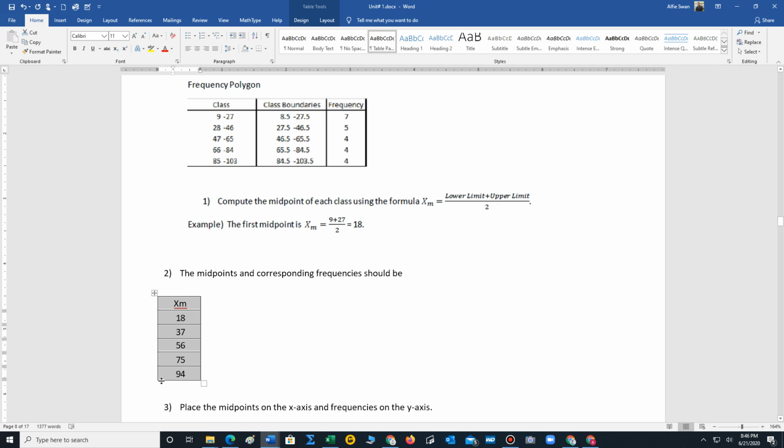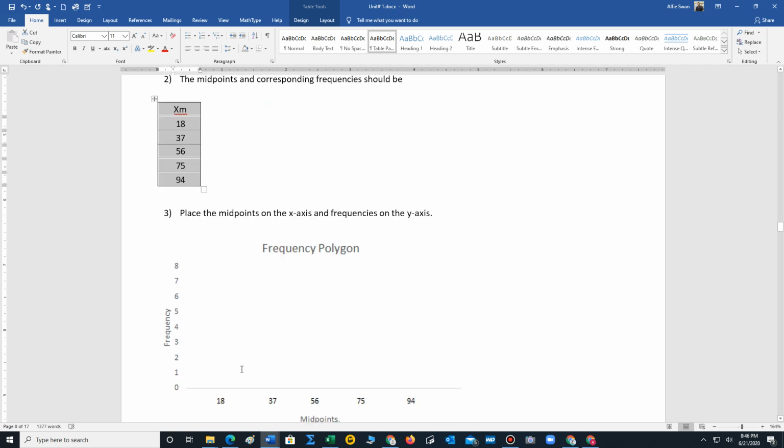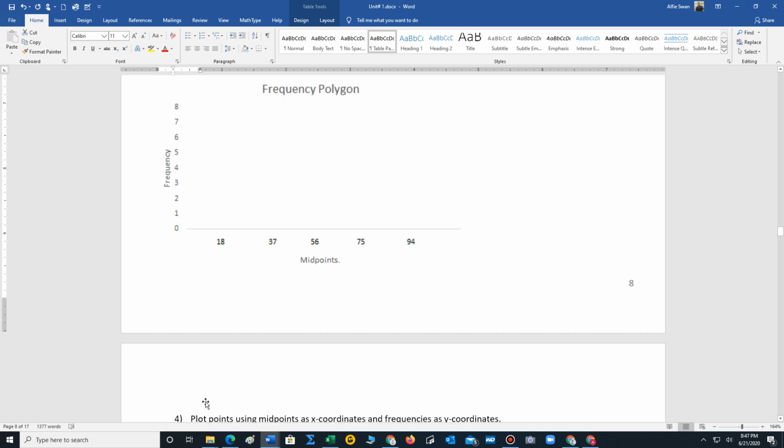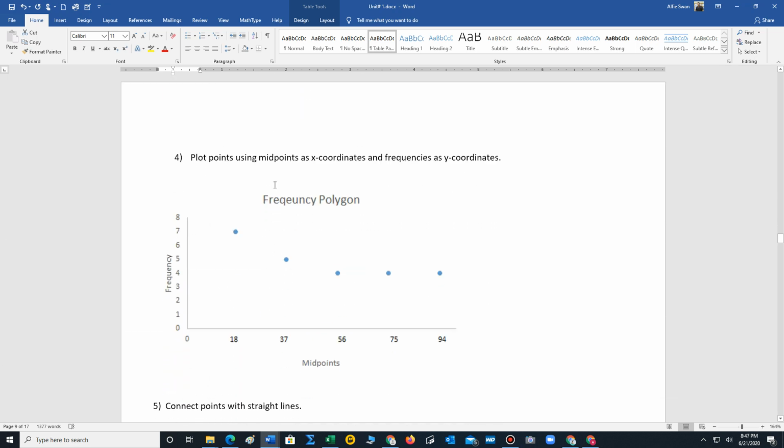Just to run through that process one more time, we calculate the first midpoint, add 9 and 27, divide by 2, you get 18, and then just add whatever the class width is. And that will generate all the other midpoints. So now we construct our axes. We will place the midpoints on the x-axis and the frequencies on the y-axis. Next, we plot points using the midpoints as your x-coordinates and the frequencies as the y-coordinates.